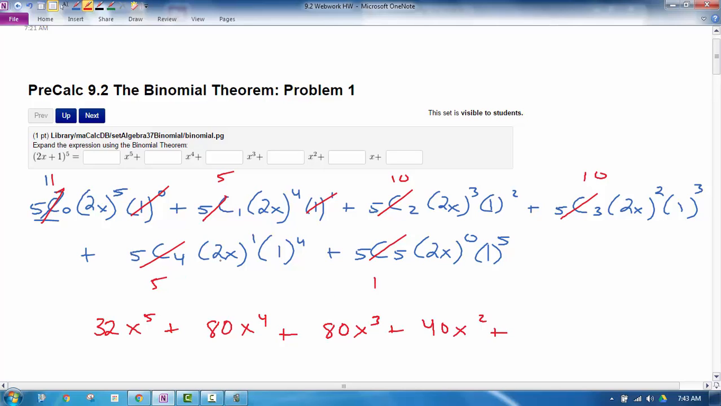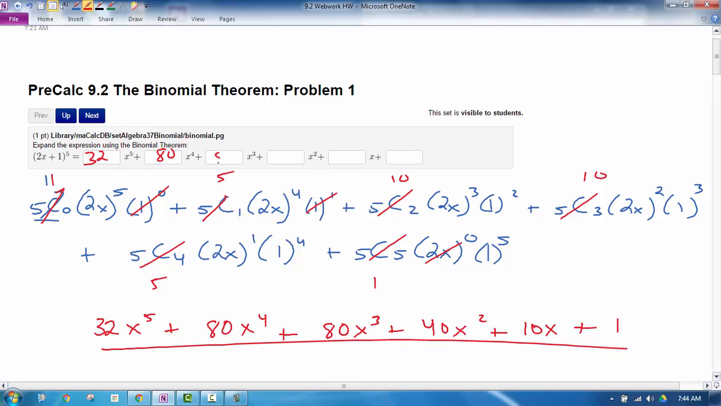And then down here I have 5, and then this is just 2x, so it'd be 10x. And then the last one, I have 1. This just drops out to 1, so it's just plus 1. So there's my answer, and I just put these coefficients in here: 32, 80, 80, 40, 10, and 1.